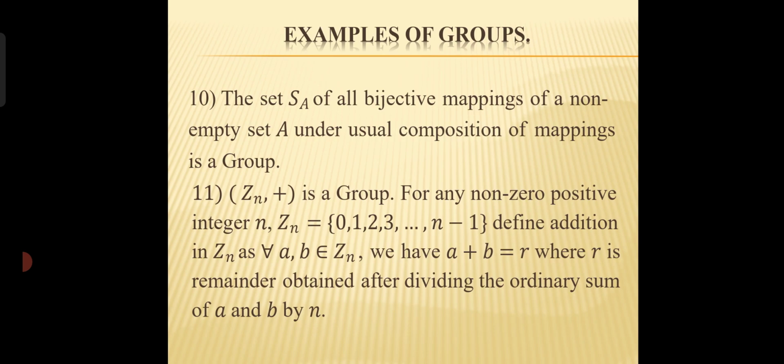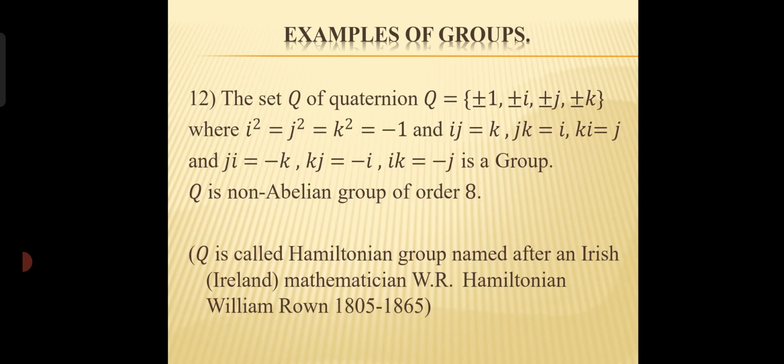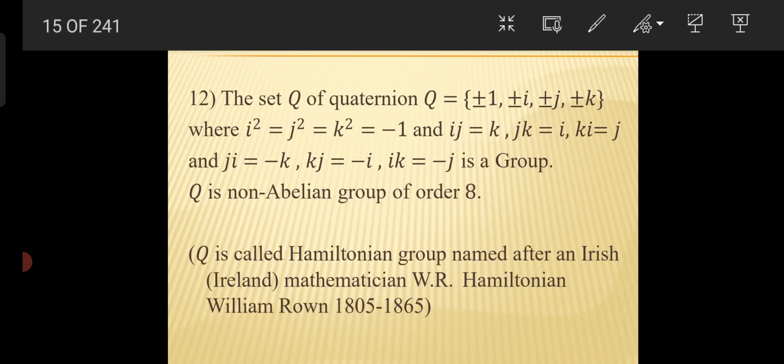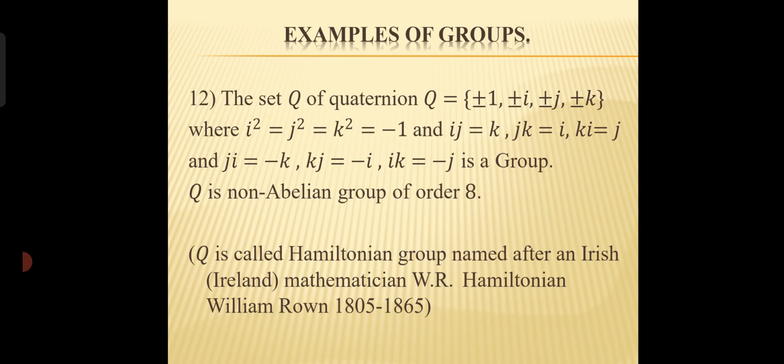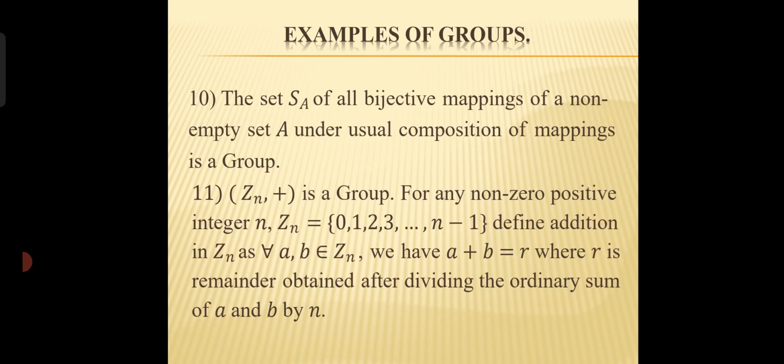Define addition in Zn as, for all a, b belonging to Zn, we have a plus b equals r, where r is the remainder obtained after dividing the ordinary sum of a and b by n. So these were some examples.